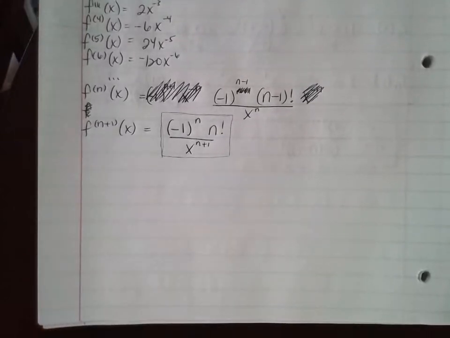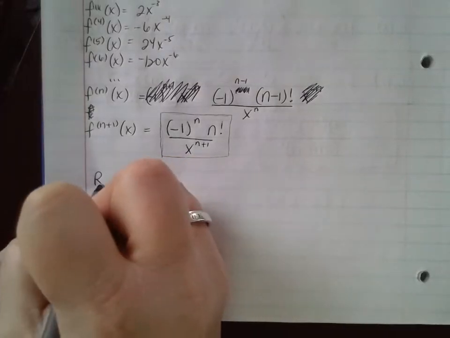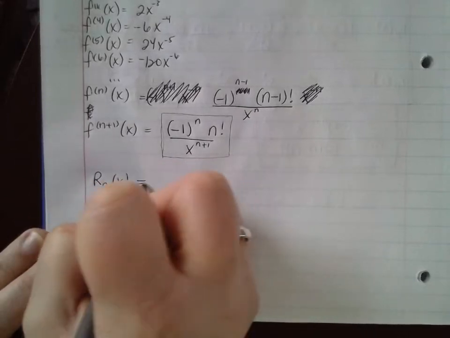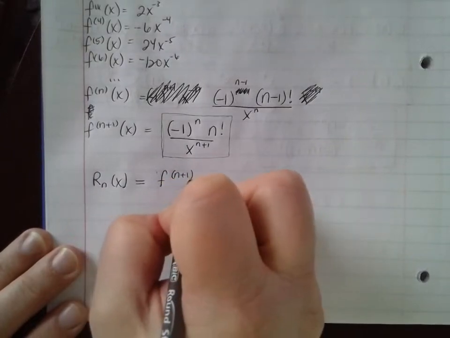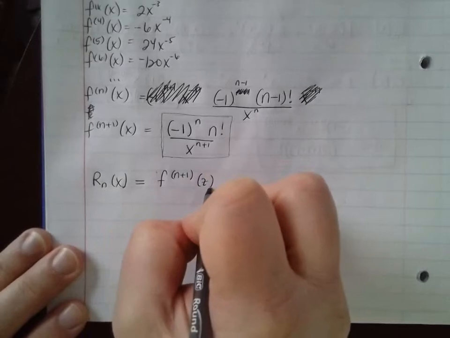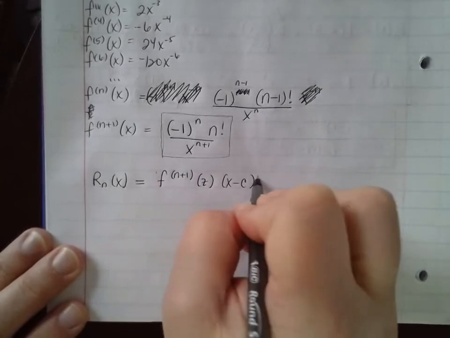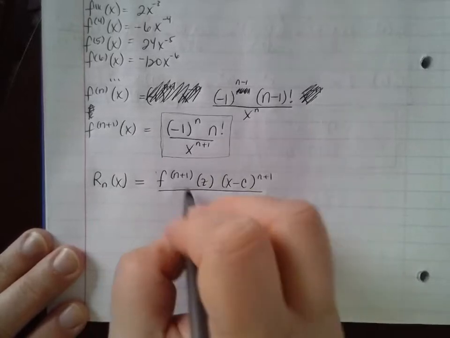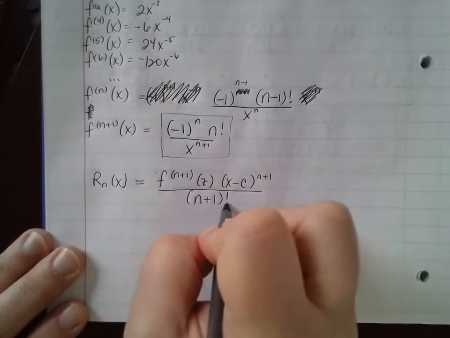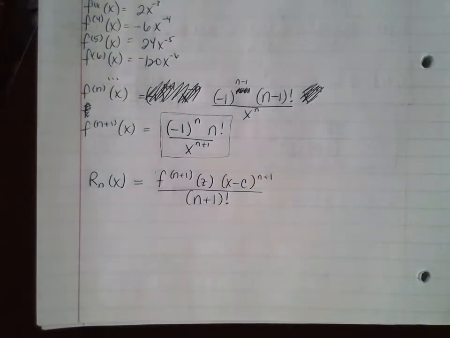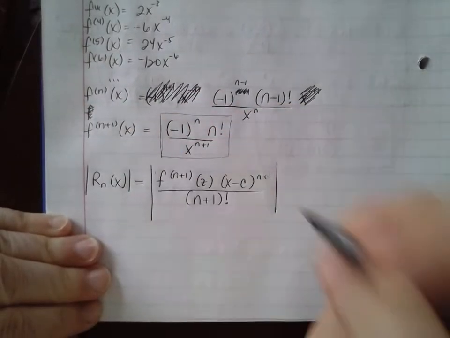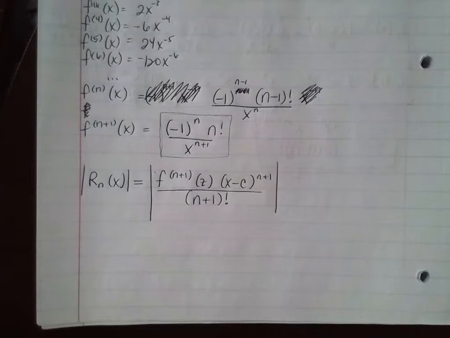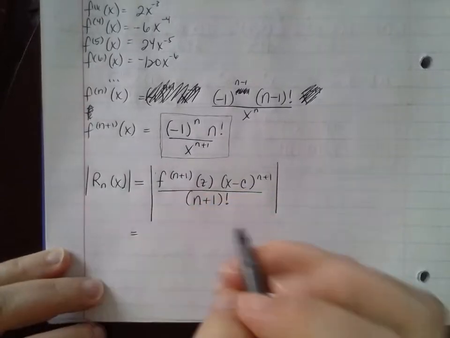So here's where it gets a little bit complicated. It says on the previous page that r sub n of x is equivalent to f to the n plus 1 of z times x minus c to the n plus 1 over n plus 1 factorial. Better yet, if I want it to be a positive error, I'm going to put parentheses or absolute values around it. I'm going to plug in what I know.